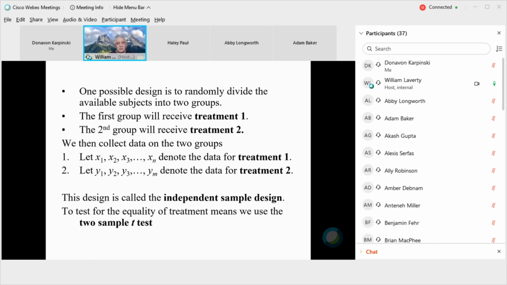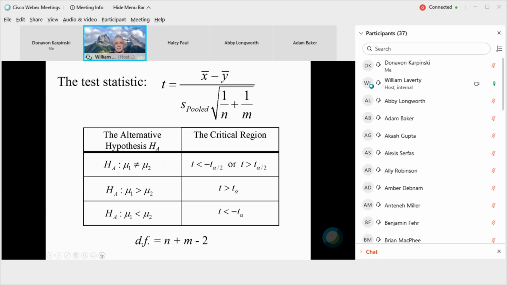Here we use what's called the two-sample t-test. There's the test statistic. It's x bar minus y bar over s pooled times square root of 1 over n plus 1 over m. And we reject from underneath the t distribution, the degrees of freedom is n plus m minus 2.